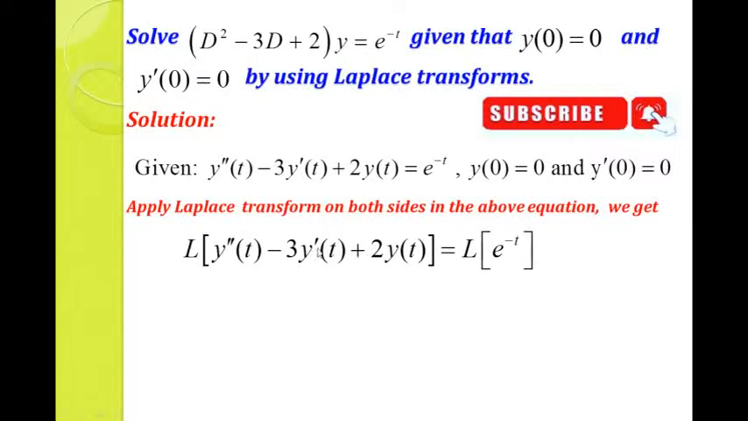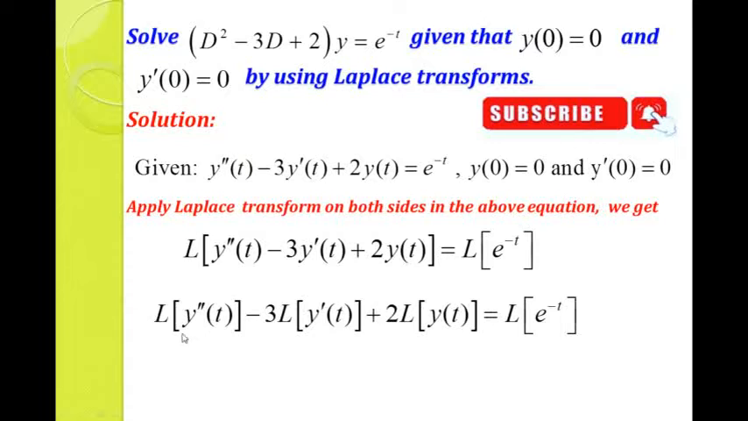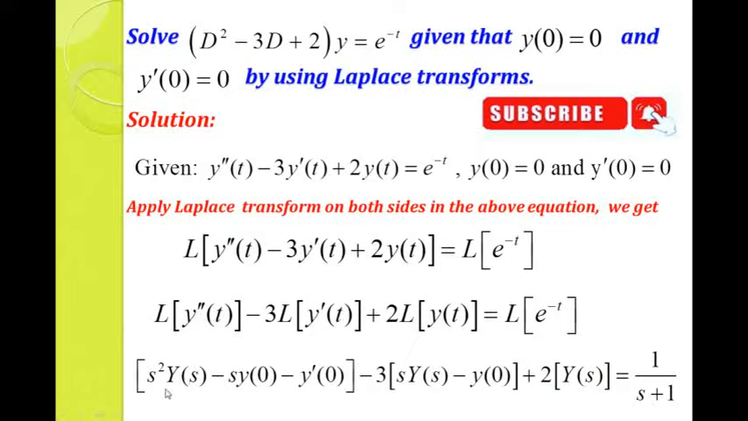We get L of y double dash of t minus 3 y dash of t plus 2 y of t equal to L of e power minus t. So now using linearity property for Laplace transform, we can write this equation as L of y double dash of t minus 3 L of y dash of t plus 2 L of y of t equal to L of e power minus t. Also we know that L of y double dash of t is nothing but s square capital Y of s minus s y of 0 minus y dash of 0. Similarly, L of y dash of t is nothing but s capital Y of s minus y of 0, and L of y of t we can write as capital Y of s.